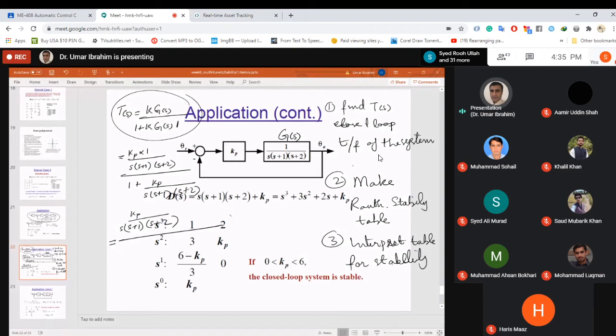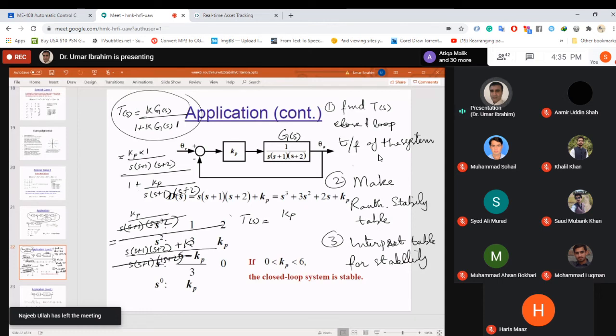Let's take the LCM. Here the LCM will be s into s plus 1 into s plus 2. That comes out to be s into s plus 1 into s plus 2 plus kp. Okay? These two denominators will cancel, and our closed loop transfer function will come out to be kp over s plus kp. Okay? Clear till here?